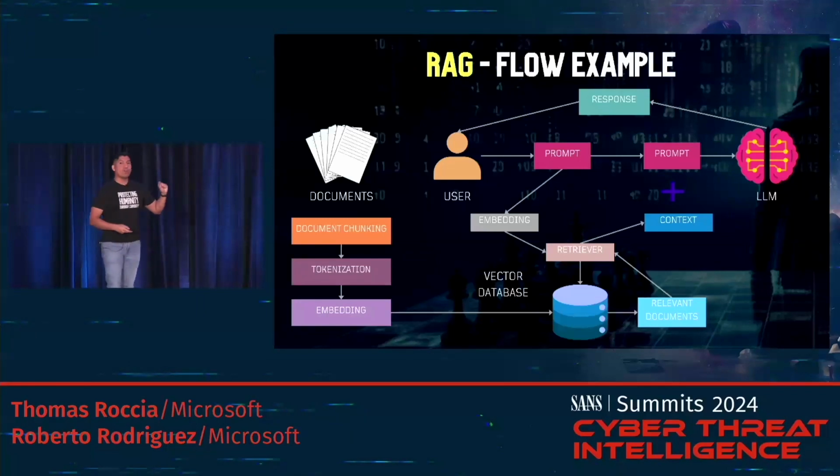A basic flow is like this. We take the knowledge, we tokenize it, we embed it. Now we all know what that is. Then we save all those embeddings, numerical representations of the data, into a vector database. Now we can use that when we ask a question. We could say, hey, I want to know about this threat actor, for example.